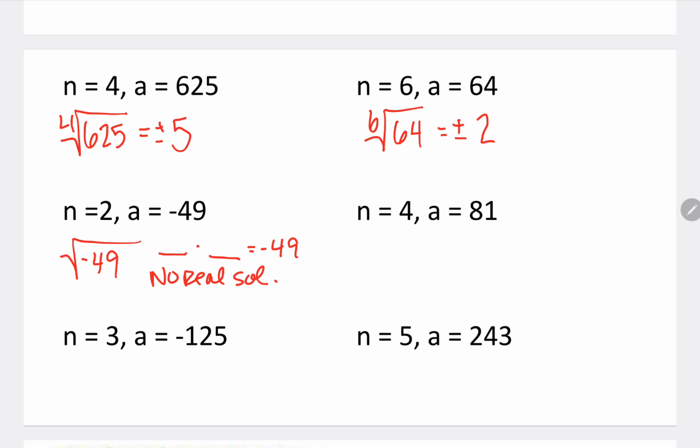Let's skip down to these odd ones. So cube root of negative 125. With odd roots, so when this number, the index, is odd, you will always have 1 solution. The number you can multiply by itself 3 times to get negative 125 is negative 5.